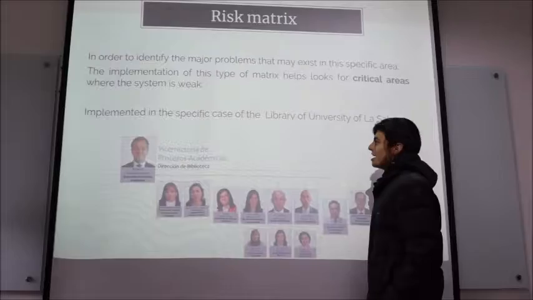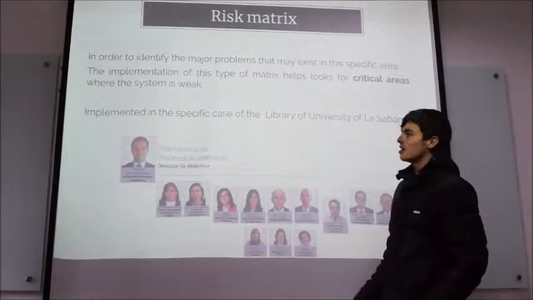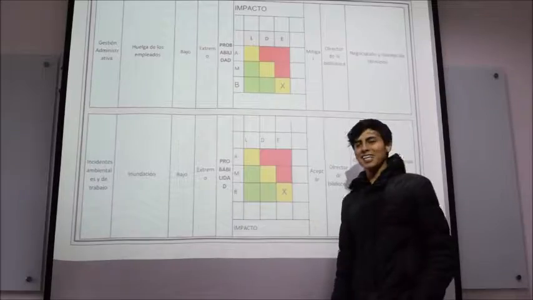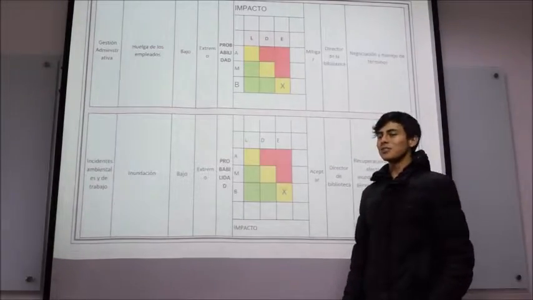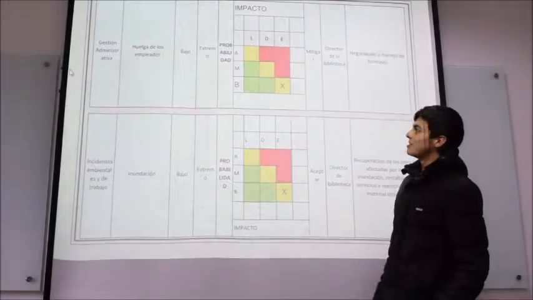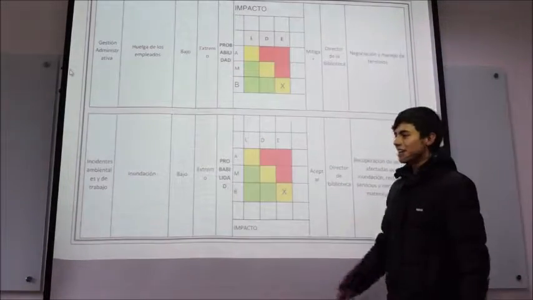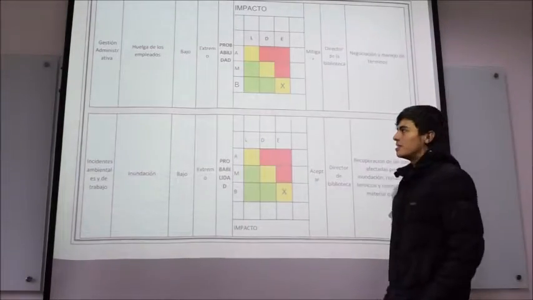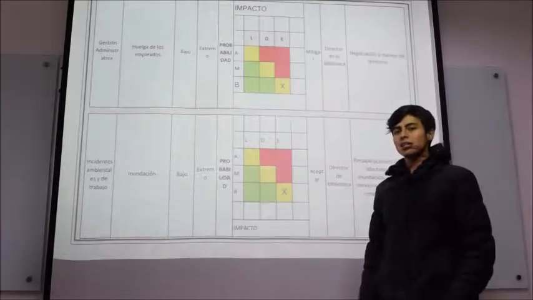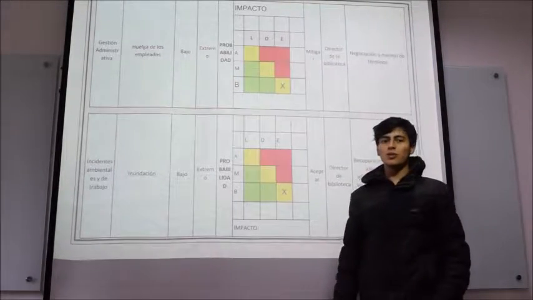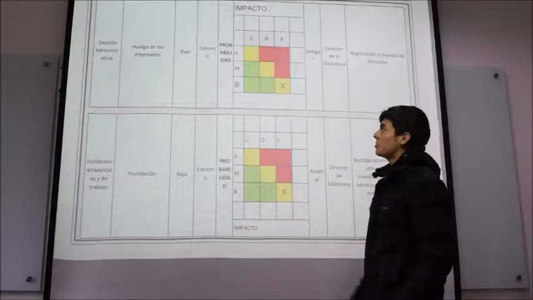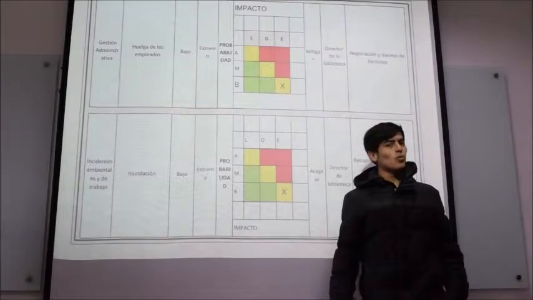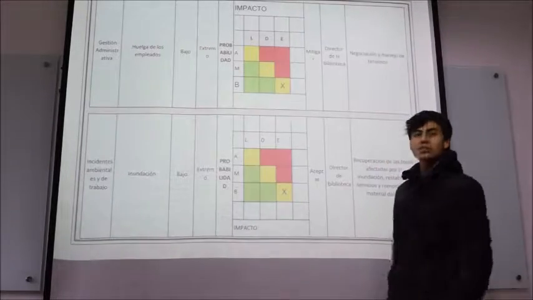Next, we are going to talk to you about two main risks that we identified that could happen and interrupt the main processes of the library. The first one is the strike of the employees. As you can see, the risk of this happening is very low, but the danger that it could do to the library is extreme. And the decision that we took is to mitigate that risk.